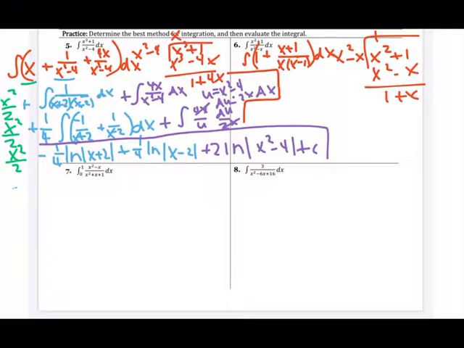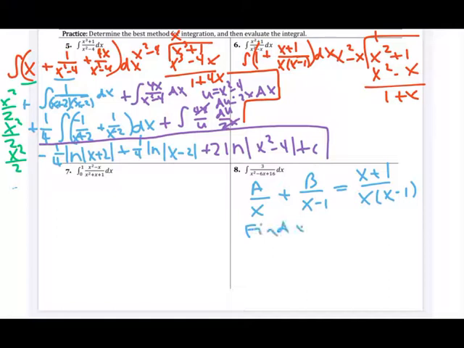Obviously 1 is just going to integrate to be x, but dealing with that second term, I again think we're going to need to do some partial fraction work. So I'm going to do that down in number 8. I'm looking for A over x plus B over x minus 1 equals x plus 1 over x times x minus 1. I'm going to find A, which is going to happen when x is equal to 0.